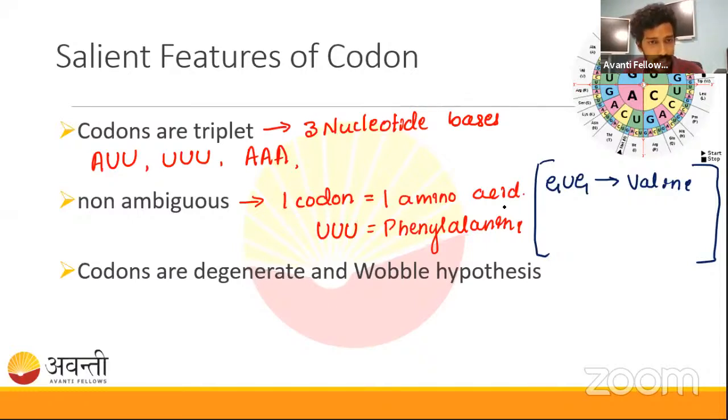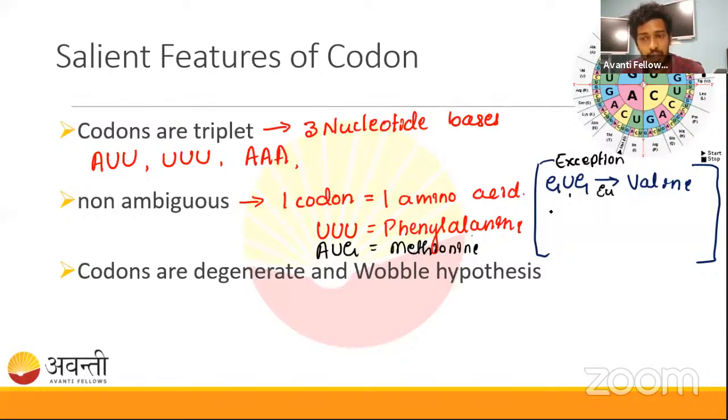Now, non-ambiguous. Remember, non-ambiguous tells you that one codon always codes for one amino acid. If you take UUU, it always codes for phenylalanine. If I take UUG, it always codes for methionine. It never codes for any other amino acids. But there is one exception: GUG. In eukaryotes, GUG always codes for valine.